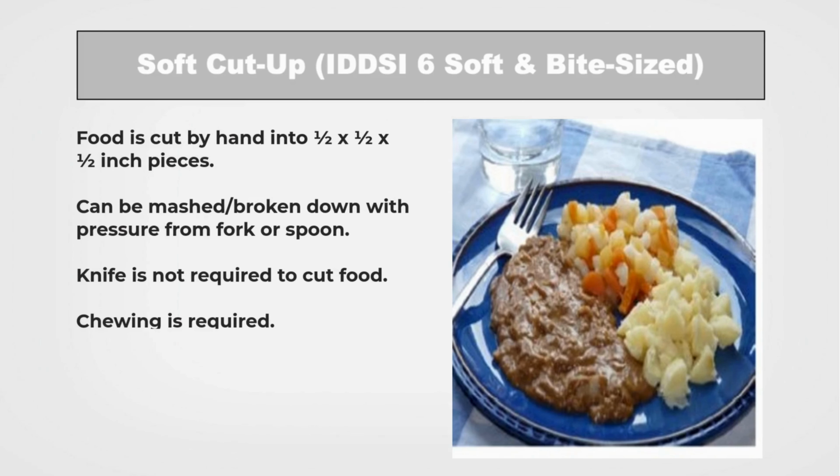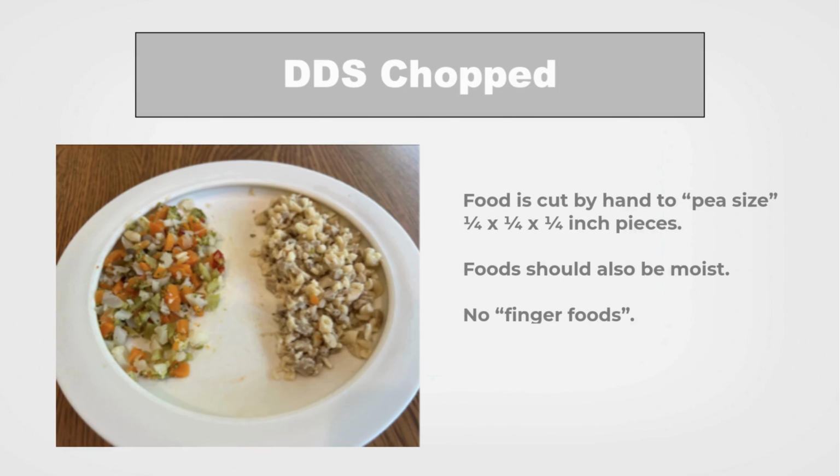Soft cut up, IDDSI 6 soft and bite-sized. Food is cut by hand into half-inch pieces. Can be mashed/broken down with pressure from fork or spoon. Knife is not required to cut food. Chewing is required. DDS chopped. Food is cut by hand to pea size, 1/4 x 1/4 x 1/4 inch pieces. Food should also be moist. No finger foods.